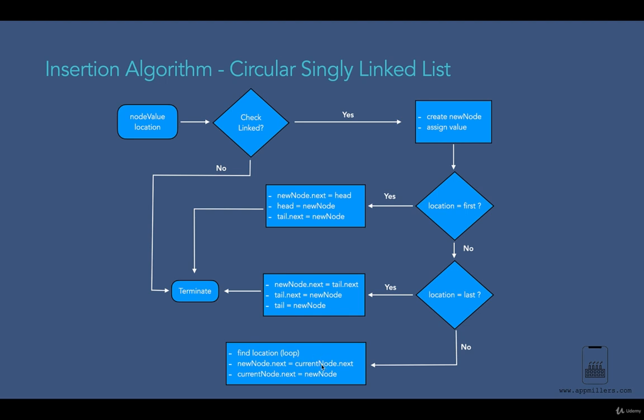To access the physical location of the next node, we need to use the current node's next reference. So by setting the current node's next reference to the new node's next reference, we are creating a link between the new node and the next node. Then we need to create a link between the current node and this newly created node. So we have to update the current node's next reference to this new node. After doing so, we have successfully inserted a node between the current node and the next node. Then after these operations, we are going to terminate our algorithm.